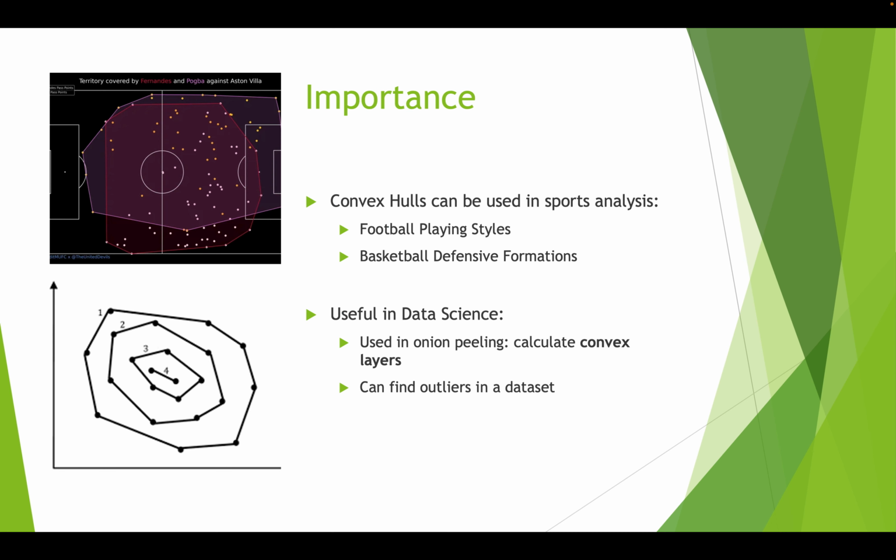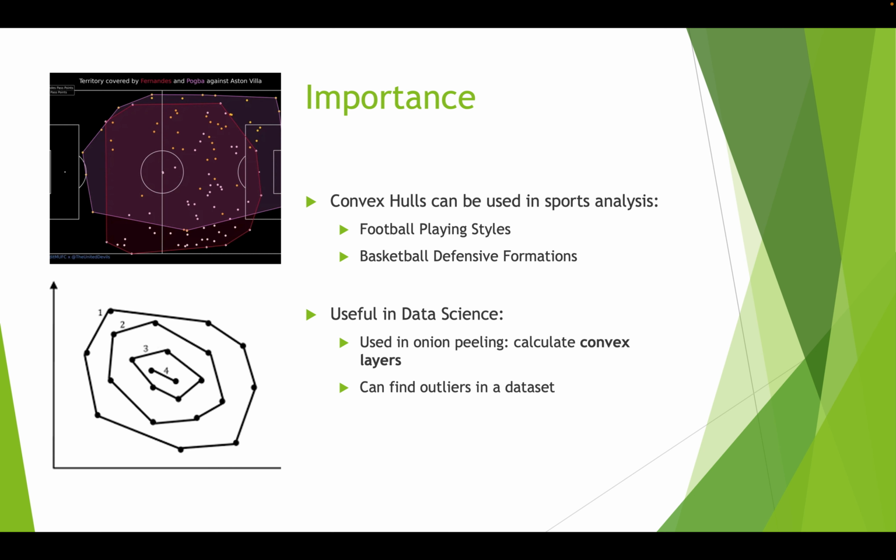Convex hulls are widely used in sports analysis for both analysing football playing styles and basketball defensive formations. Generally in football, when a team has a larger convex hull, it shows that they are attacking, whereas when a team has a smaller convex hull, it shows that they are trying to defend.